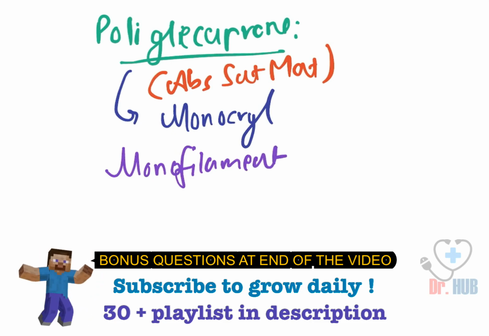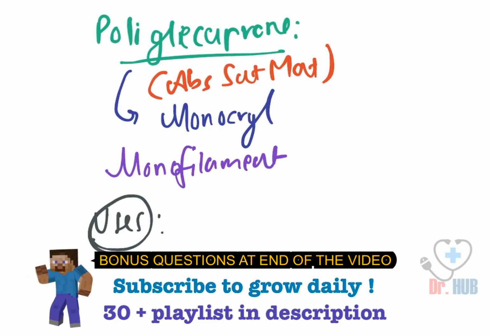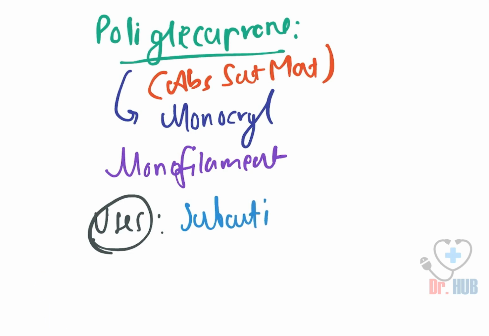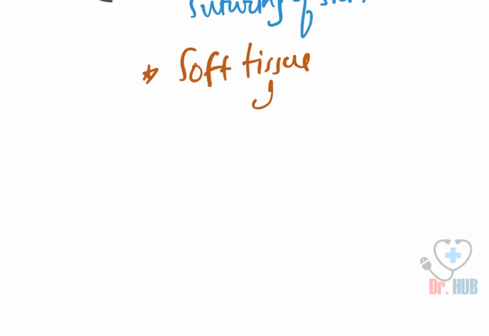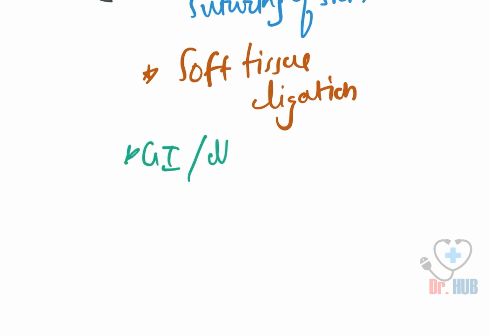And then looking at the uses of the polyglycaprone. So what are the uses? The polyglycaprone is a monofilament which is used in case of the subcuticular suturing of the skin. Next, it is also used in case of soft tissue ligation. Next, it is also used in case of gastrointestinal as well as muscle surgery.